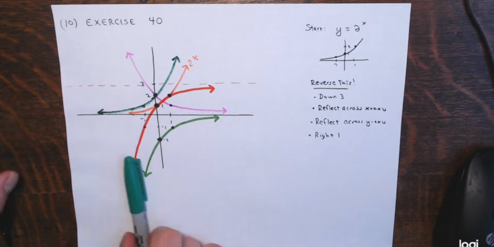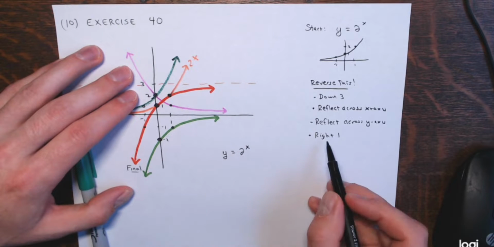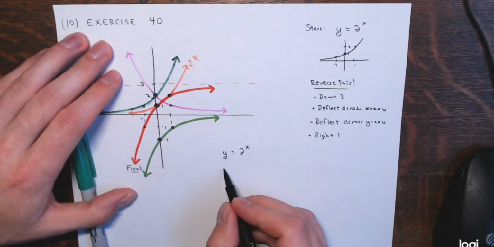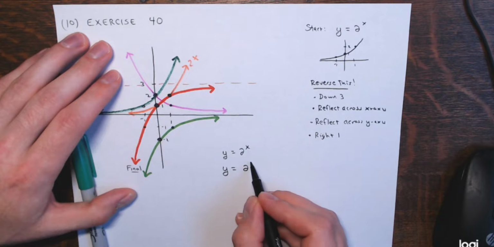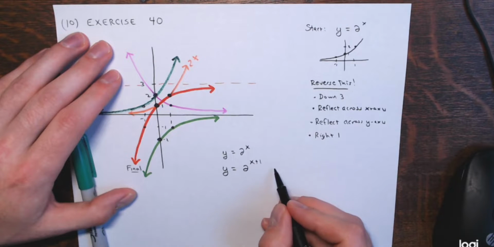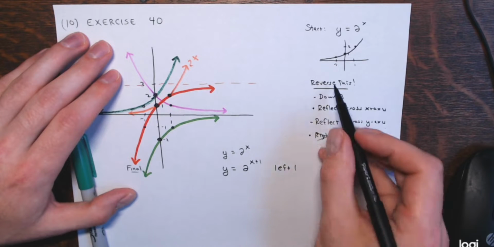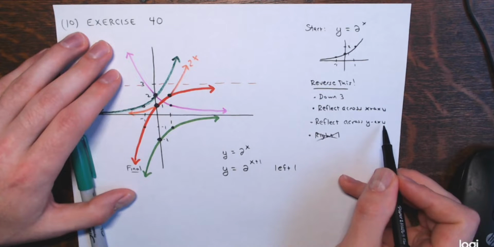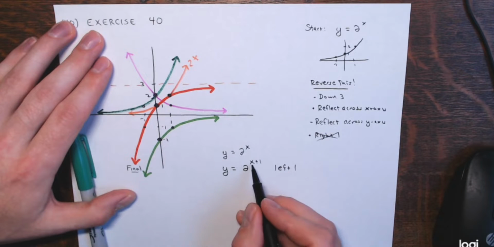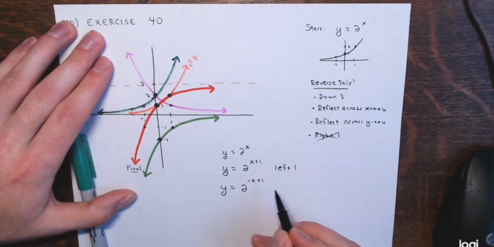I know that was a lot. But now we reverse this. Right? So we're starting with y equals 2 to the x. The reverse of move it to the right 1 is move it to the left 1. So now we have y equals 2 to the x plus 1 power. Remember, replacing x with x plus 1 moves it left 1. So I got that reversed. And then reflect across the y-axis. To get the pink graph, that would replace x with -x. So 2 to the -x plus 1 power. That's across the y-axis.